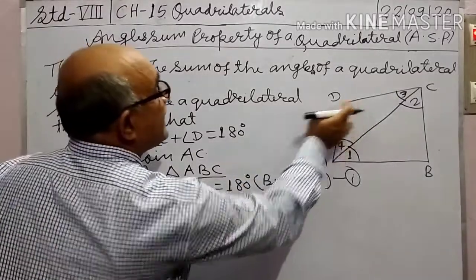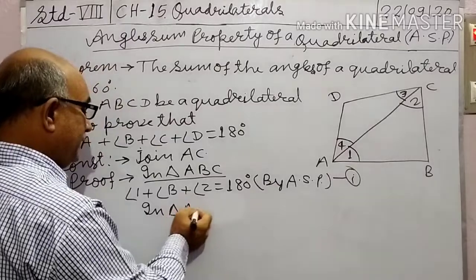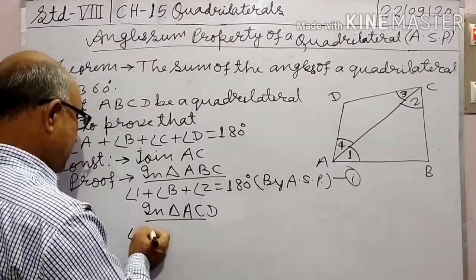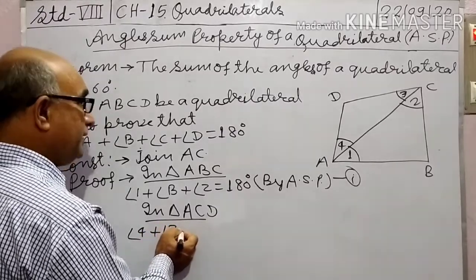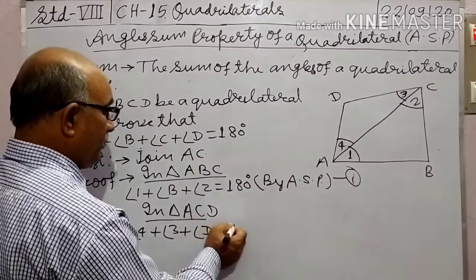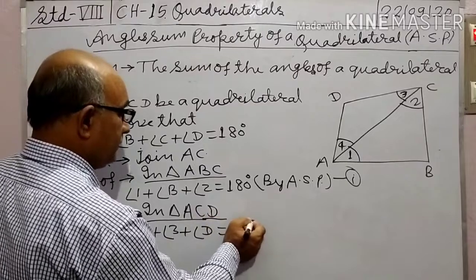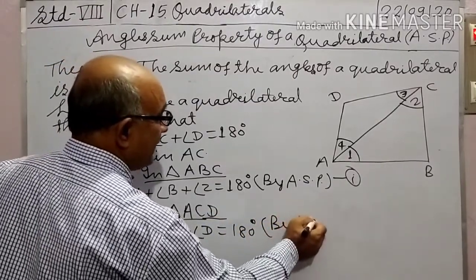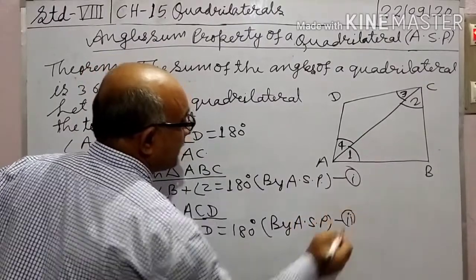Now next, in triangle ACD, angle 4 plus angle 3 plus angle D equals 180 degrees. It is also by the angle sum property. Equation 2.